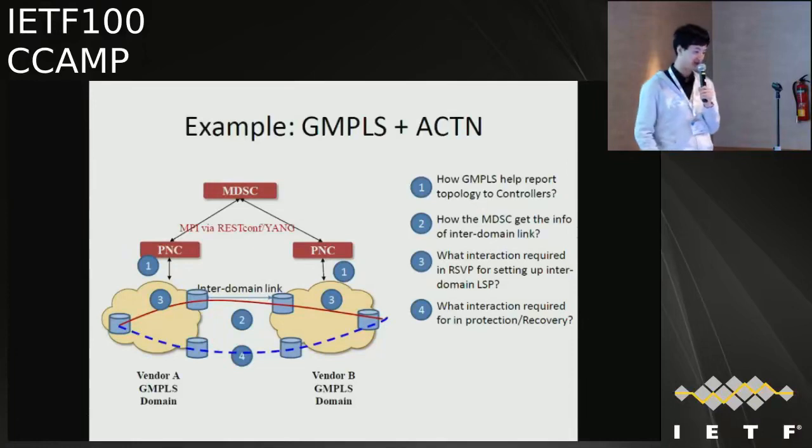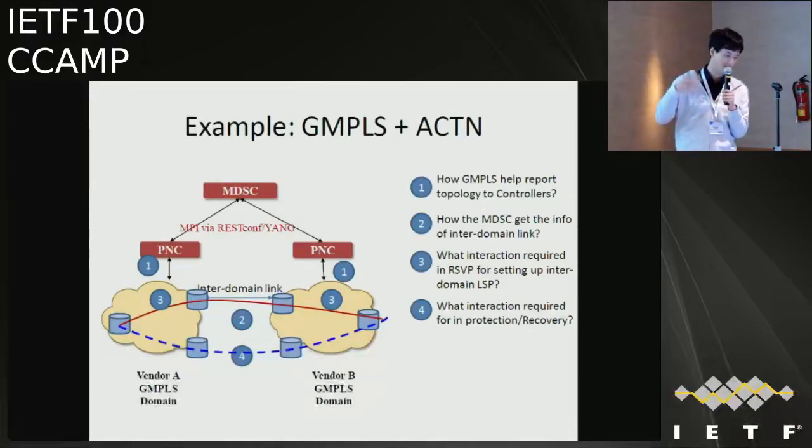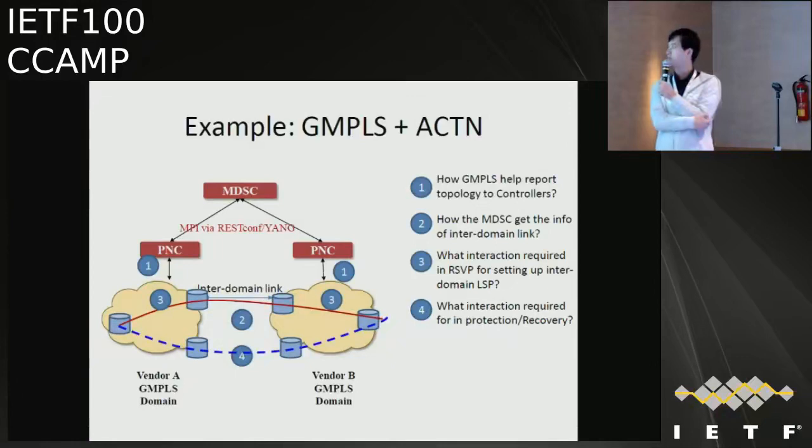And on this page, we try to list a few different considerations on how they interwork with each other. For example, on the southbound interface between the PNC and the device, how GMPLS can help report the topology. We may have different alternatives like PCEP from the centralized style, or we can have OSPF-TE in the distributed function. And the second issue would be considering the inter-domain link, where the MDSC needs to gather information, but usually it is a stitching of the information reported from the PNC, and how GMPLS can represent this kind of information to the PNC would be a key approach to this problem.